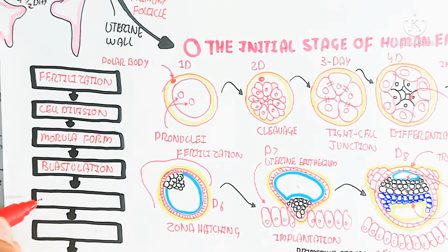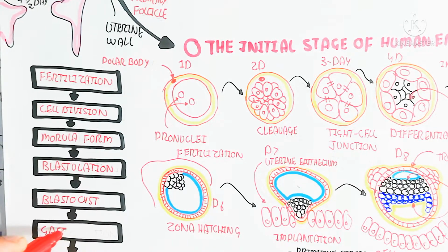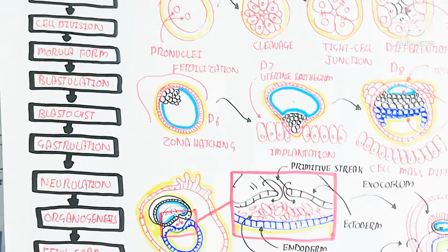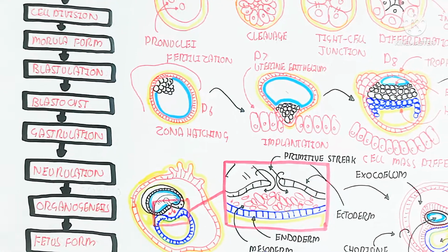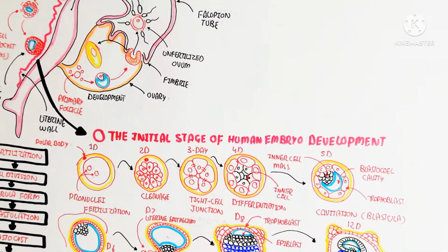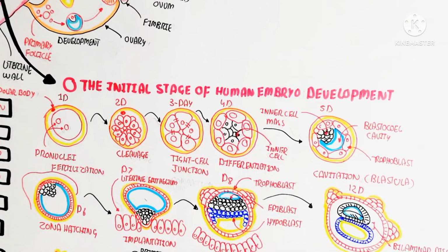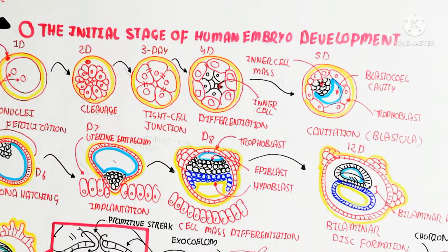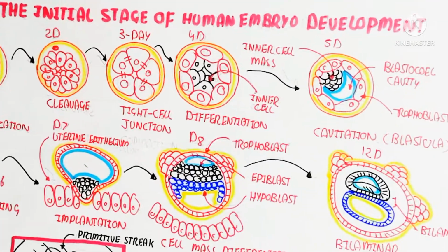So in summary, fertilization leads to cell division, to morula formation, blastulation to blastocyst, and gastrulation, then neurulation and organogenesis to form a fetus, and the complete fetus will develop from the embryo. So this was the overview of human embryonic development. In the next video we will discuss gastrulation.